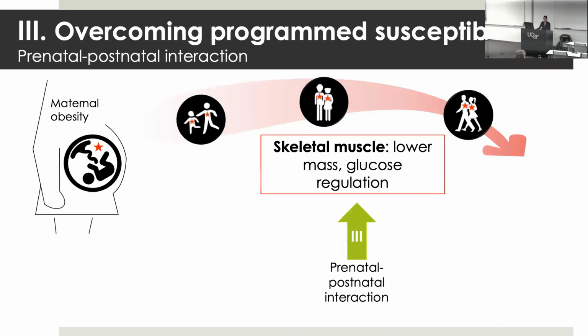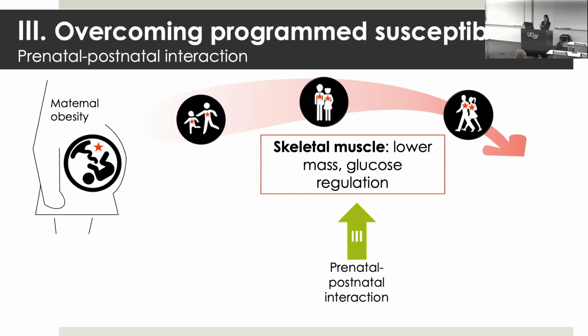So this brings us to our third section, thinking about how we can overcome these programmed susceptibilities. I just focused on the brain, and now I'm focusing on skeletal muscle. I also have an ongoing interest in physical activity and exercise. It's broadly known that exercise improves glucose regulation, independent of BMI or body composition. So given the changes that occur based on prenatal factors to skeletal muscle and the impact on glucose regulation, I wanted to investigate if physical activity could help mitigate or attenuate those associations.